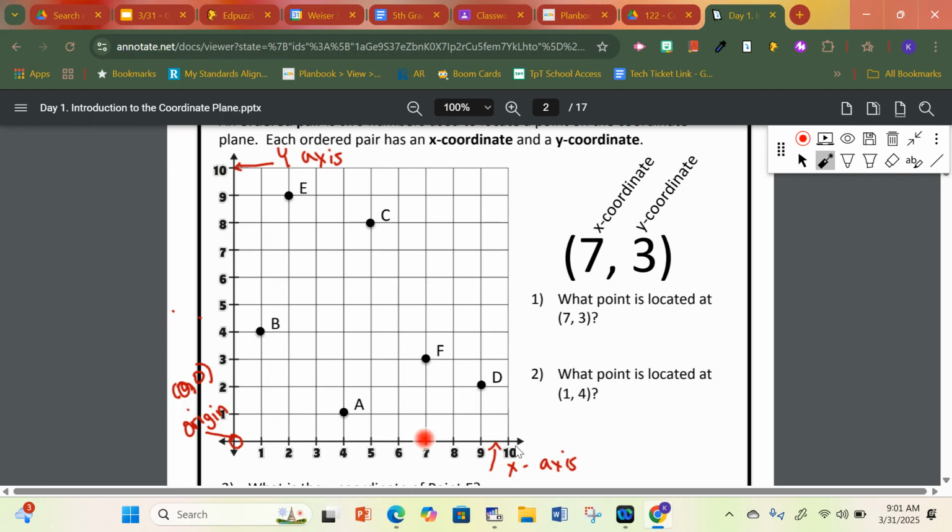Then what does the y mean? What does this y mean? I'm going to go up. I'm going along the y-axis how many times? 3. So where they intersect, I go up 3, is what letter? F.